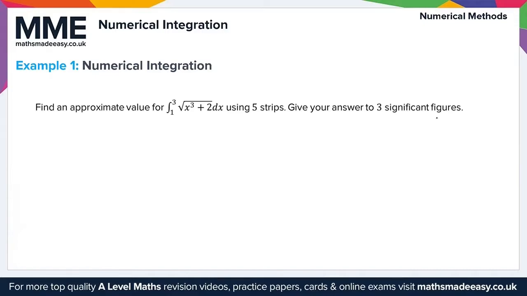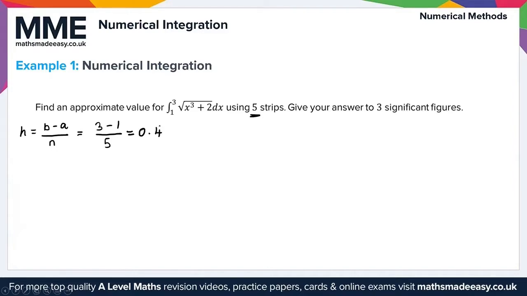The first thing we need to do is find the width of each interval, and to do that we use the following formula. h is equal to b minus a divided by n. Here b is the upper limit of our integral, which is 3, minus a, the lower limit, so 3 minus 1, and we divide this by n, the number of strips, which is 5. That gives us 2 over 5, or 0.4.